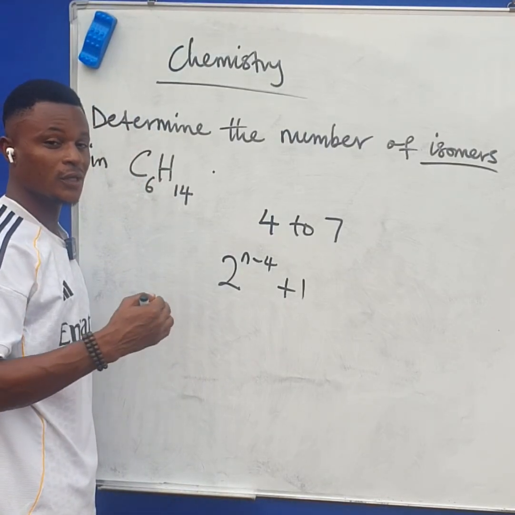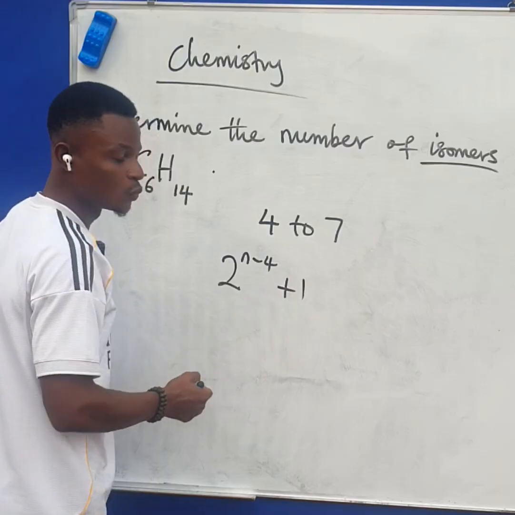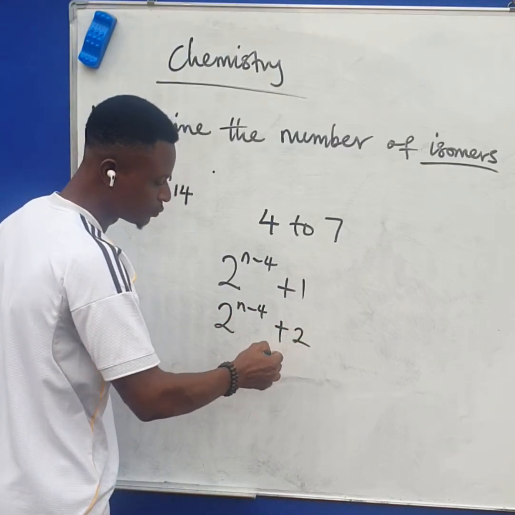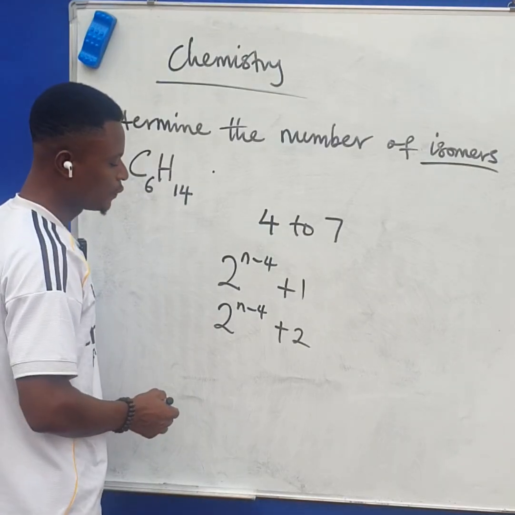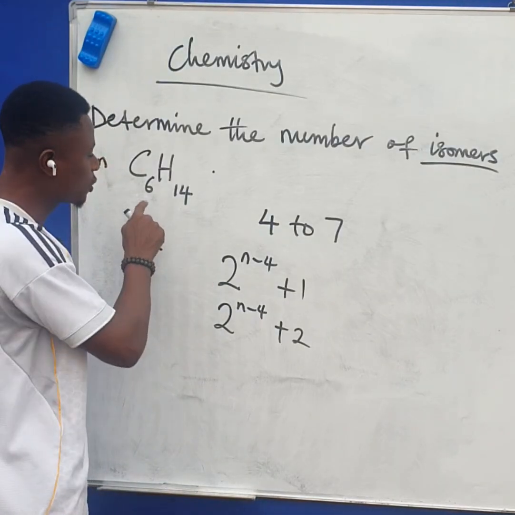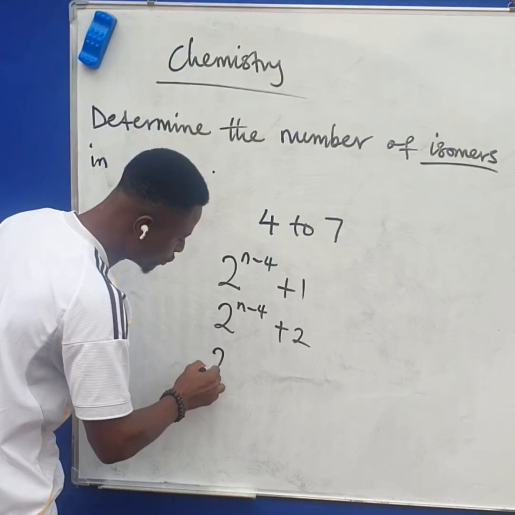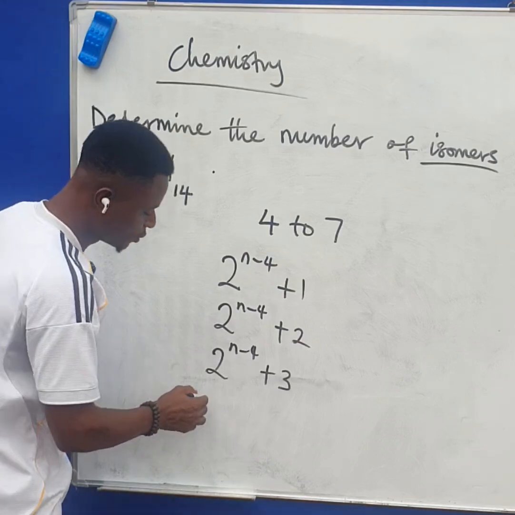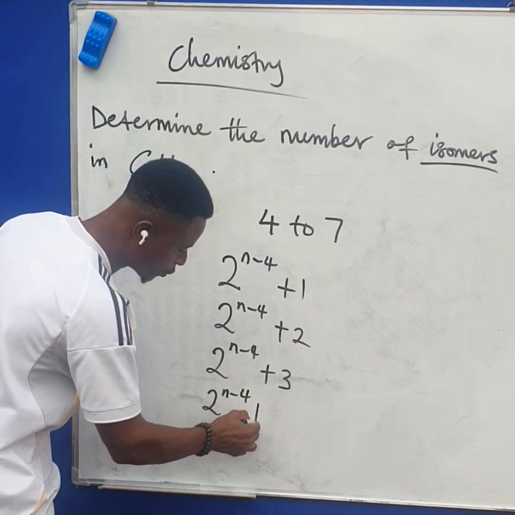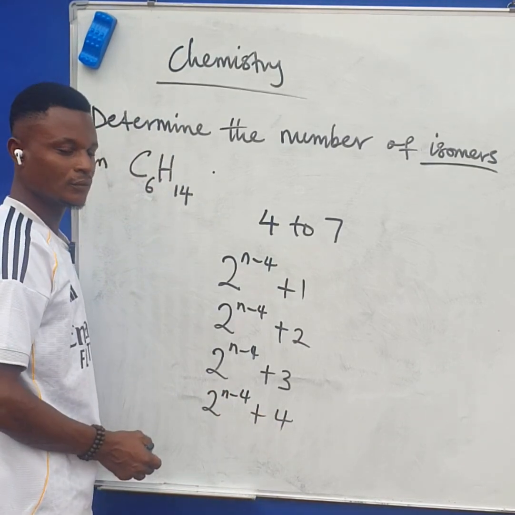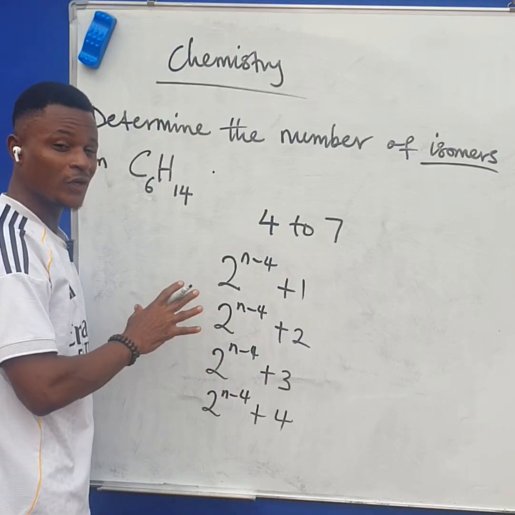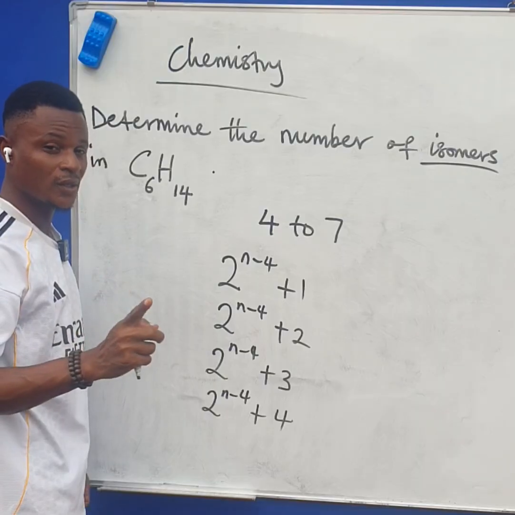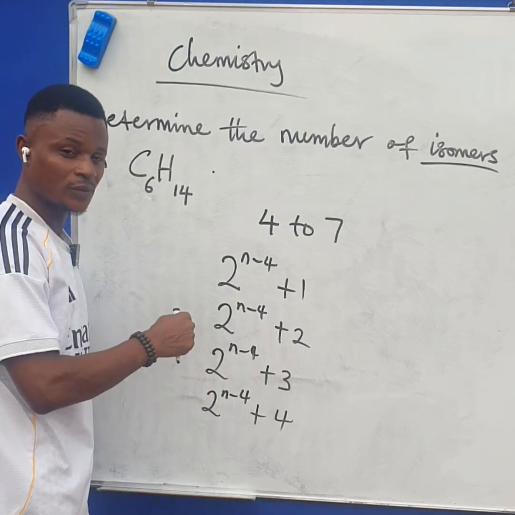If it is 8, you are going to replace this one with 2, and it becomes 2 raised to the power of n minus 4 plus 2. If the number of carbon atoms is 9, you use 2 raised to the power of n minus 4 plus 3. If it is 10, 2 raised to the power of n minus 4 plus 4. This is the formula you need to calculate the number of isomers in an alkane. Take note of that, very, very important. If you have your notebook, write it down and memorize this formula.